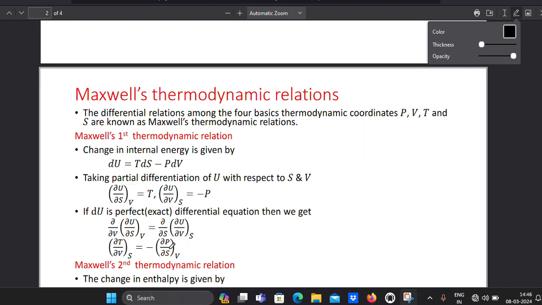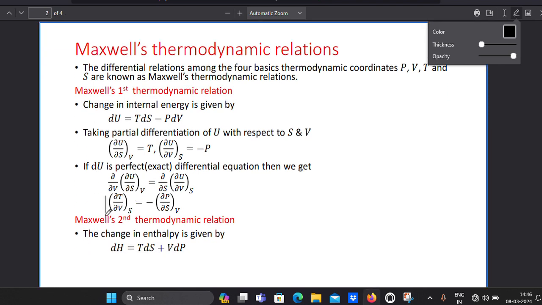Okay friends, so this is what it is, Maxwell's first relation. At the end I will explain its logic. No need to remember it by heart. Simply, I will give one logic, and by using that logic only you can remember all four relations easily.